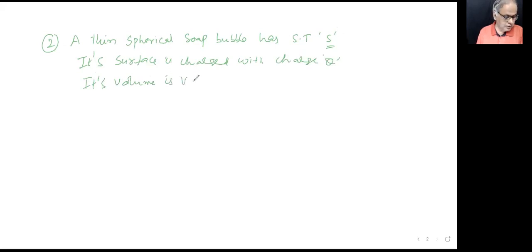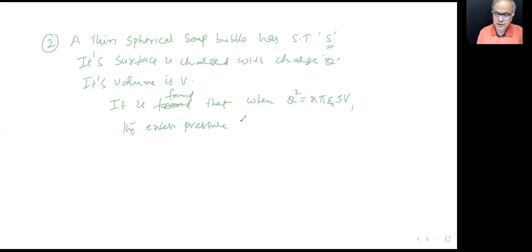It is found that when Q square is equal to N pi epsilon 0 SV, the excess pressure inside the bubble becomes 0. Find N.